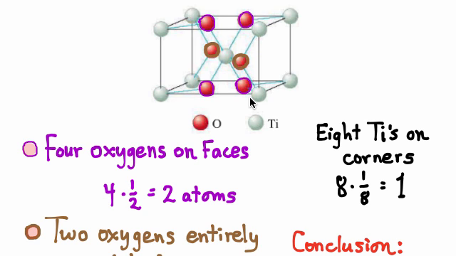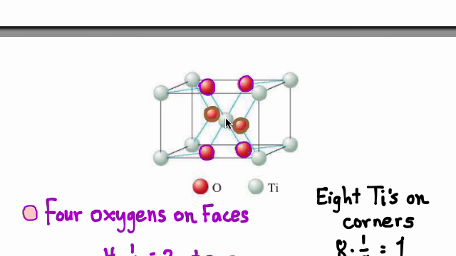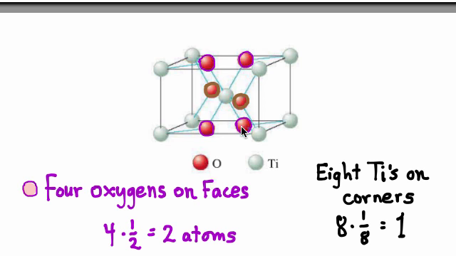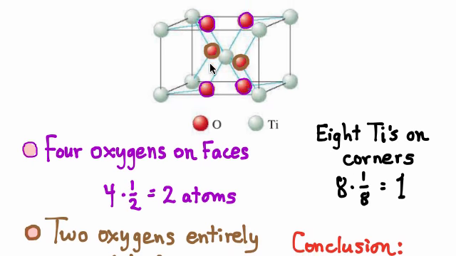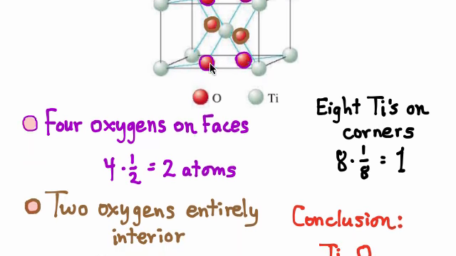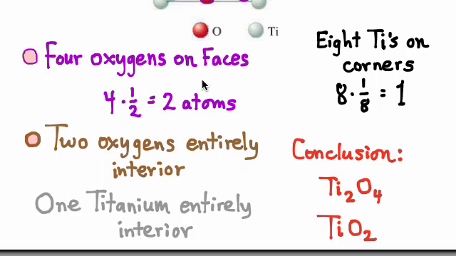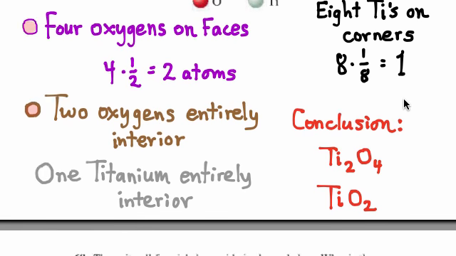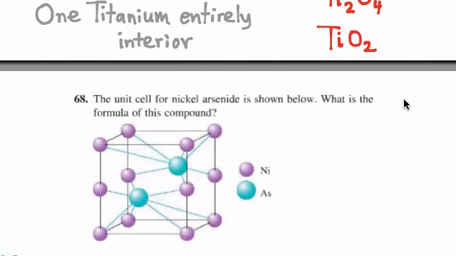Here's another weird one. On this one, I have 2 oxygens in the center and 1 titanium on the center. I have 1 titanium on each of 8 corners and 4 oxygens on the faces. So 4 oxygens on the faces, half of this oxygen, half of this oxygen, half of this one to that particular cell. And it comes out something like this. 2 titaniums. 1 titanium on the interior totally dedicated to that cell, and then titaniums on the corners as well. This may take some practice. You may have to go back and look at these some more.